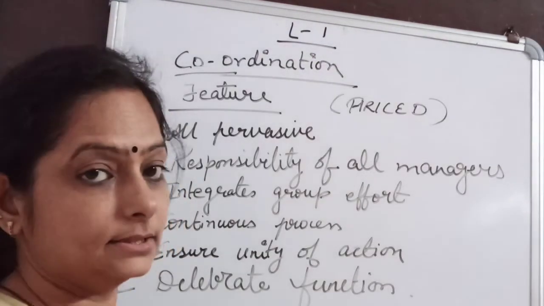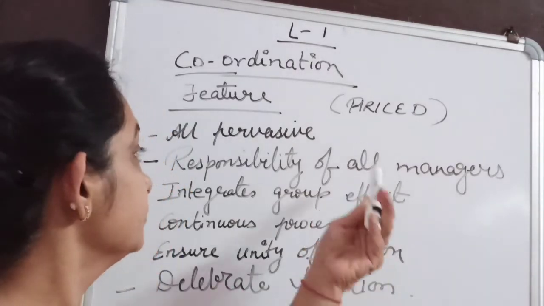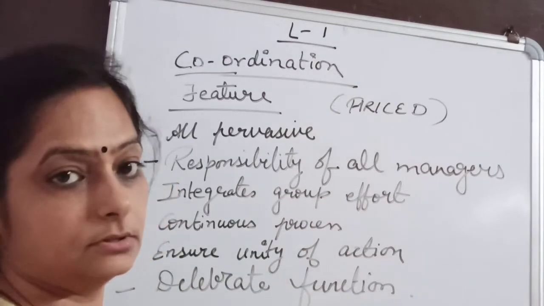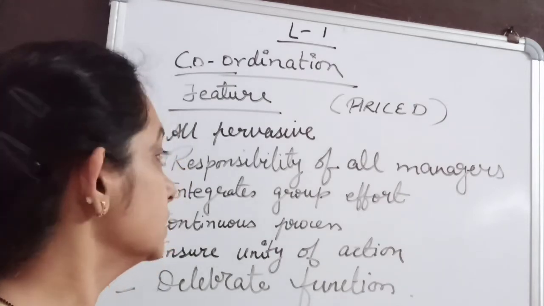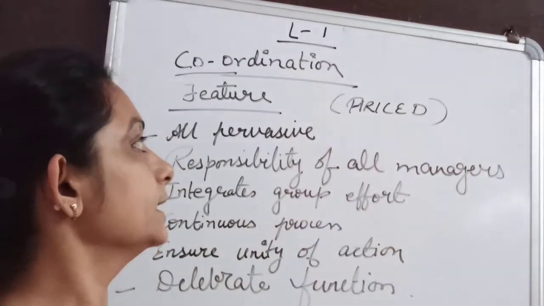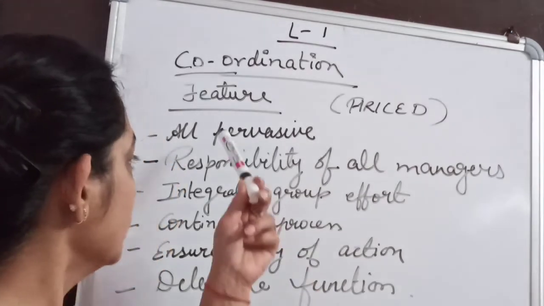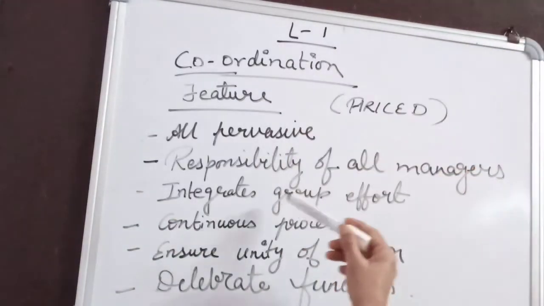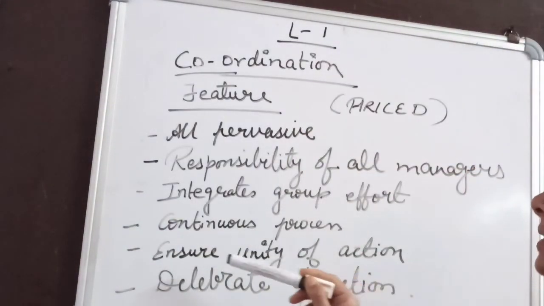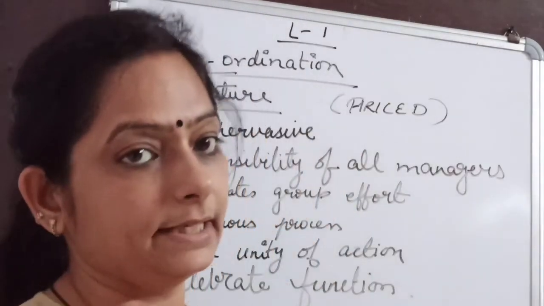As I have already told you the definition of coordination, on that basis these are the features which we make out from the definition itself. And just to remember these headings, again I have made one shortcut, and that is ARICED, arised you can say. So A, all pervasive; R, responsibility of all managers; I, integrates group effort; C, continuous process; E, ensure unity of action; and D, deliberate function. I will explain each of these headings one by one.